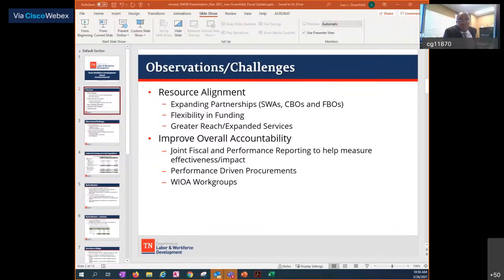And so the whole intent is to improve overall performance, right? Joint reporting and monitoring will allow us to take out those resources and better allocate them to where they're needed most, and where we can experience the best return on our funding and improve overall accountability and performance.